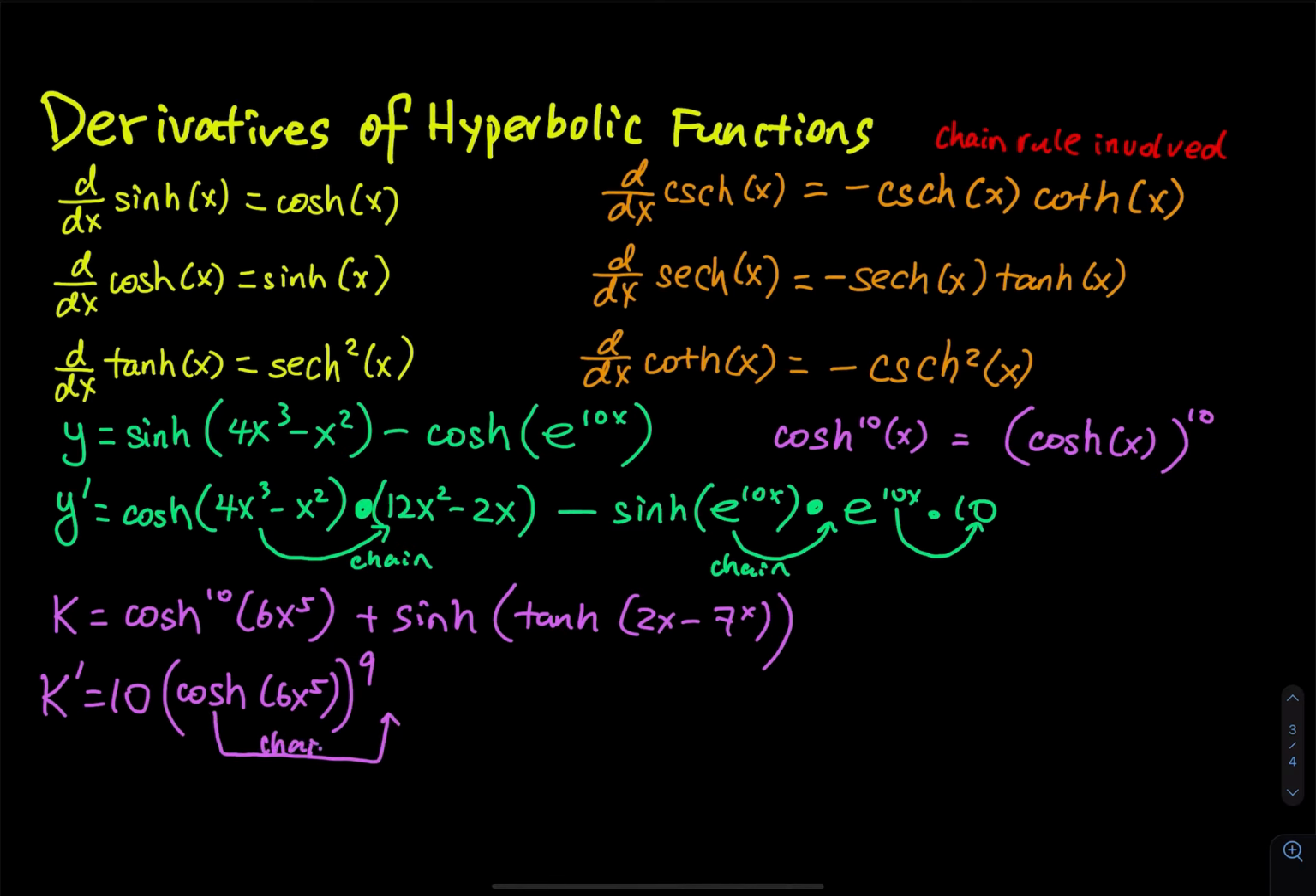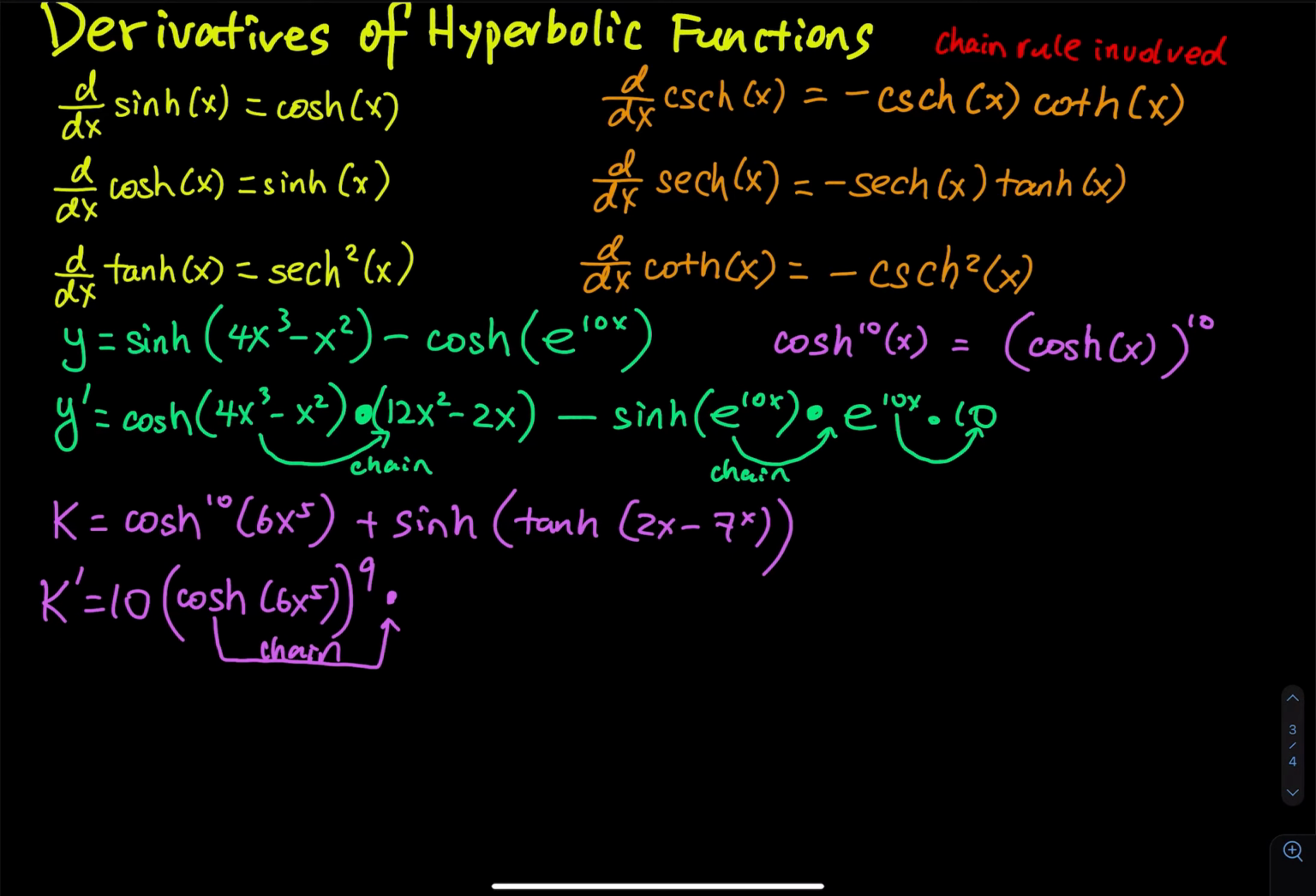Next, we have to take the derivative of hyperbolic cosine. So using chain rule, the hyperbolic cosine derivative is hyperbolic sine. So we have sinh of 6x to the 5th. So now we took the derivative of the cosine. And then by chain rule, we take the derivative of 6x to the 5th. What is that equal to? That is equal to 30x to the 4th power, right? And then this is done.